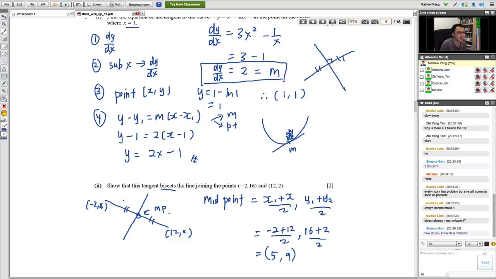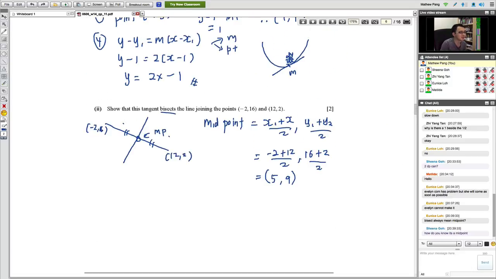So the question says bisect, right? That means if I substitute 5 into this equation, I should get 9 for y. Or I substitute 9 for y here, I should get 5 for x. This is how we find whether the line passes through this coordinate or not. So I will substitute x equals 5 into the tangent equation. I should get y equals 9 if the coordinate is on the line. I hope you understand. So y equals 2 times 5 minus 1. So y equals 9.